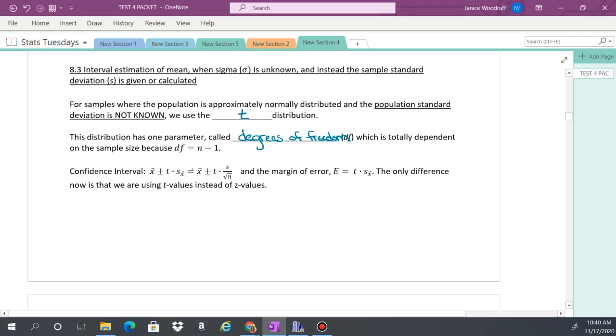When we are constructing a confidence interval, it is the same formula as what we did in 8.2, except instead of z, we're using a t. So it's going to be the mean plus or minus t times the standard deviation of the sample, which is the standard deviation over the square root of the sample size. So the only difference is you're using a t value instead of a z value.